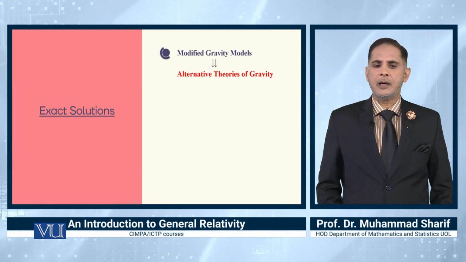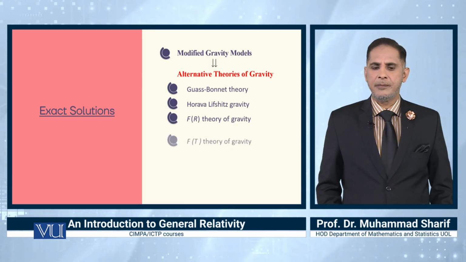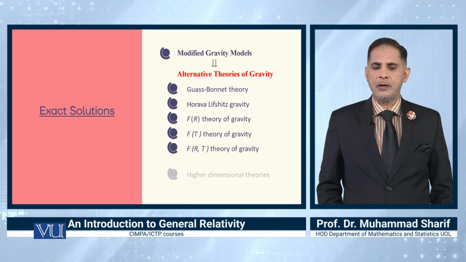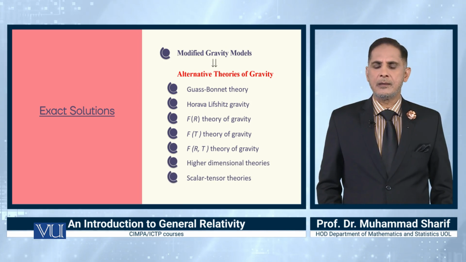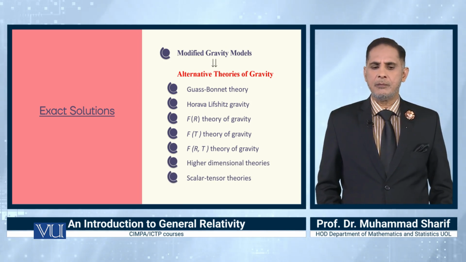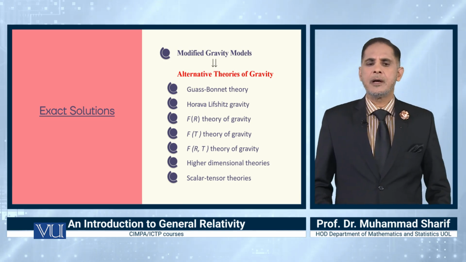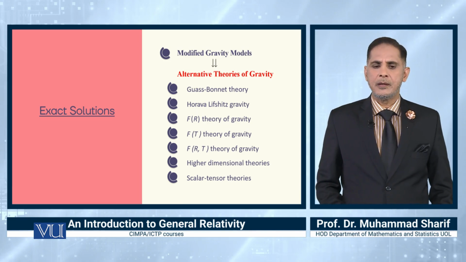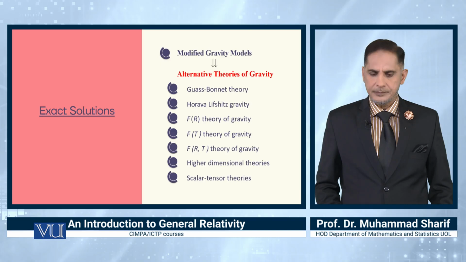These indicate alternative theories of gravity like Gauss-Bonnet theory, Horava-Lifshitz gravity, F(R) theory of gravity, F(T) theory of gravity, F(R,T) theory of gravity, higher dimensional theories, scalar-tensor theories, and many more. But I have mentioned some of these alternative theories of gravity. But all these theories try to discuss the mysteries of the dark energy.